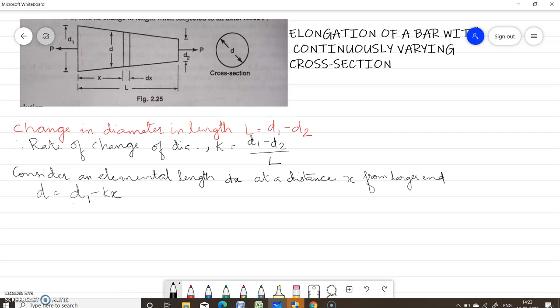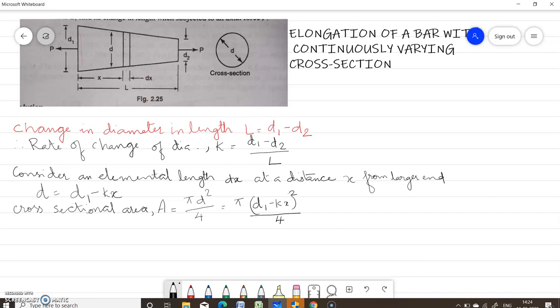So you can write the cross-sectional area. Cross-sectional area, capital A, is equal to pi d square by 4, which is equal to pi into d1 minus k into x, the whole square, divided by 4.